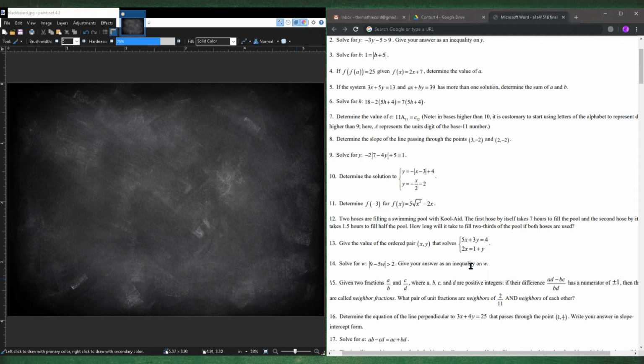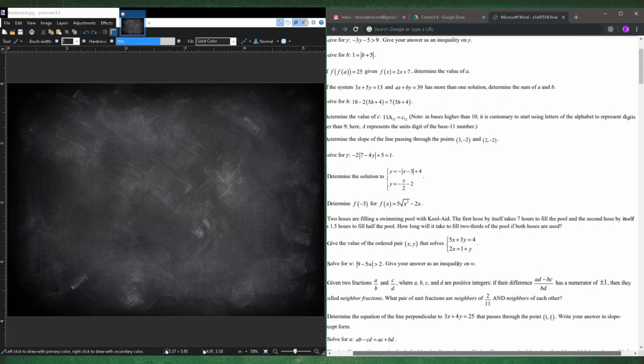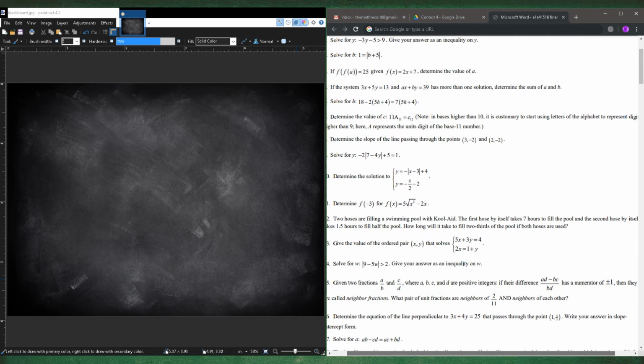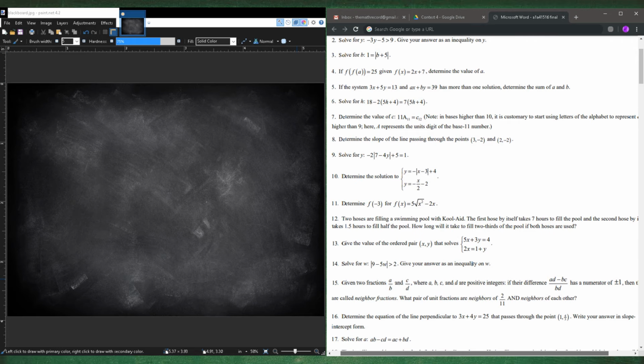Number 12. Two hoses are filling a swimming pool with Kool-Aid. The first hose by itself takes 7 hours to fill the pool, and the second hose by itself takes 1.5 hours to fill half the pool. So how long would it take to fill 2/3 of the pool if both hoses are used?